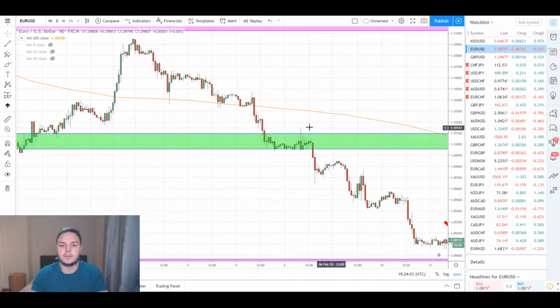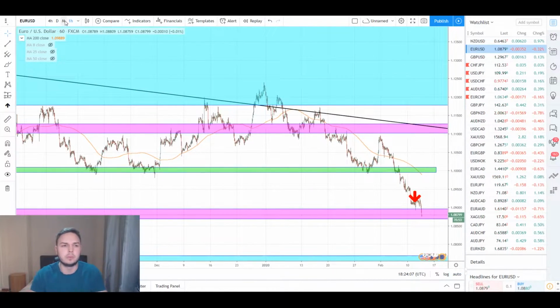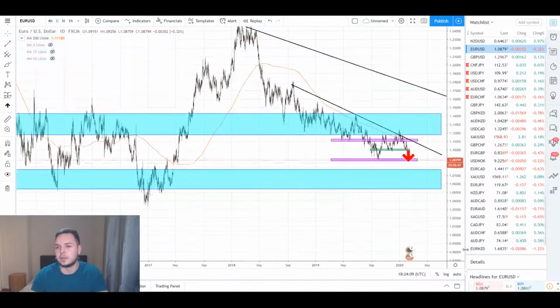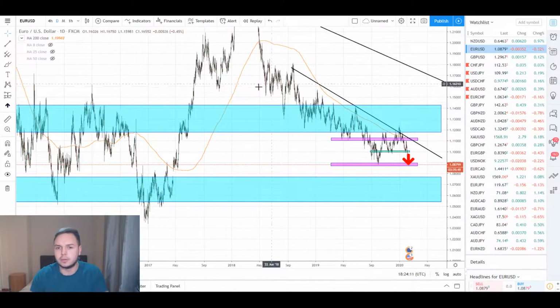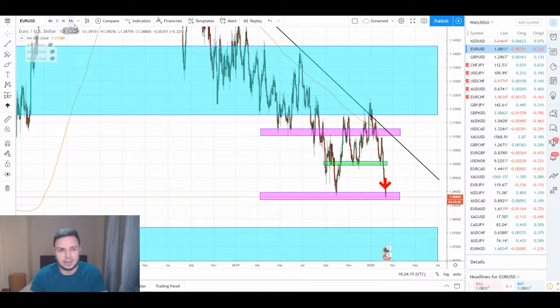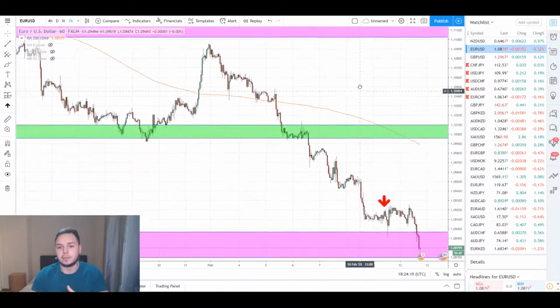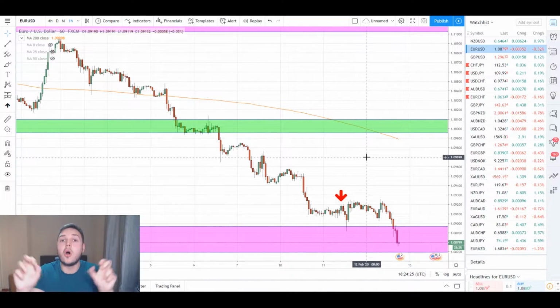We first identify areas of sensitivity. I have already identified multiple areas of sensitivity, because I trade Forex on a long-term basis. So I have my big areas of sensitivity on a daily time frame. But generally, let's have a look at the hourly. This is your high time frame.